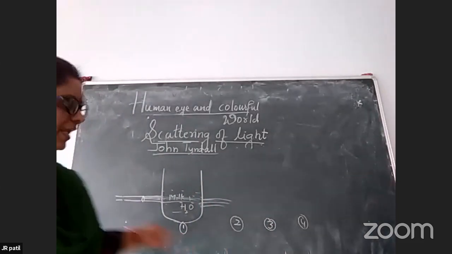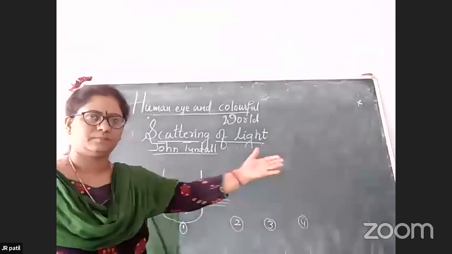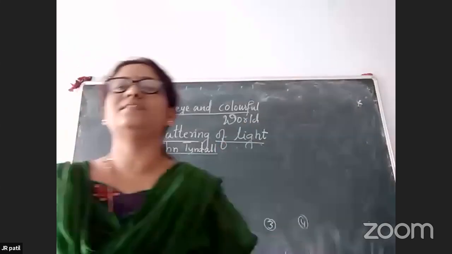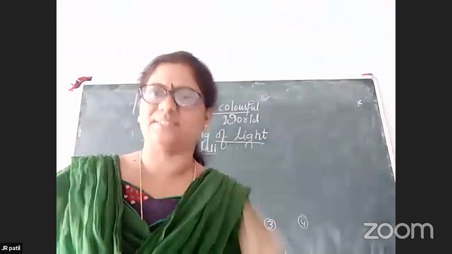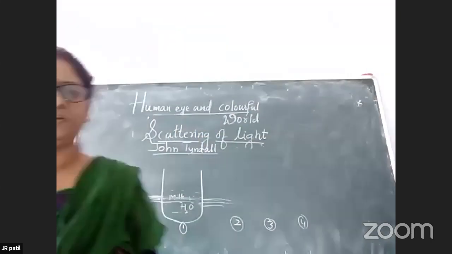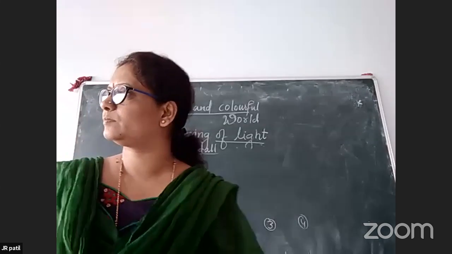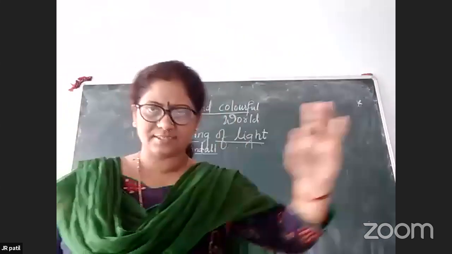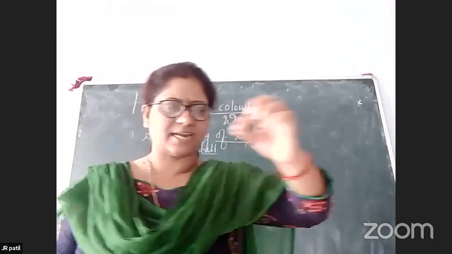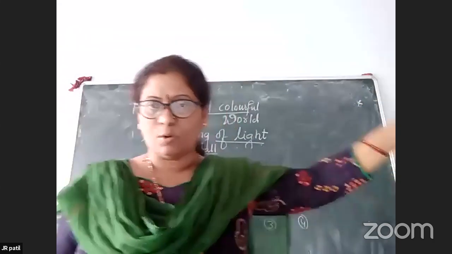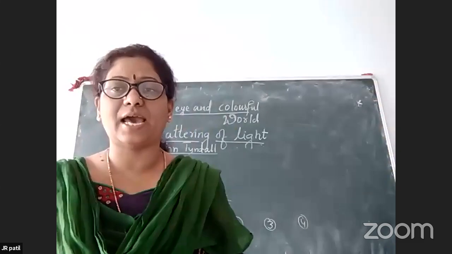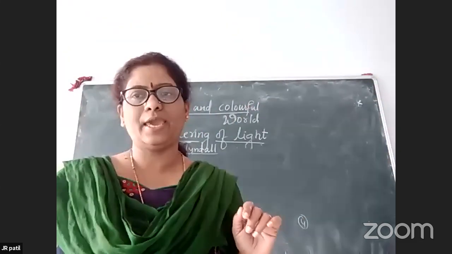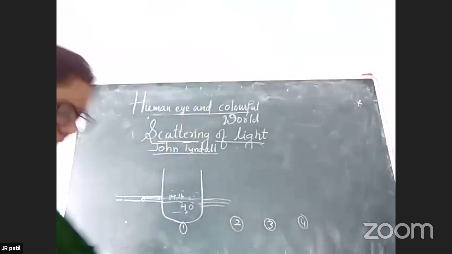As the scattering increases, as the distance increases, the intensity of the light decreases. Can you understand this? Yes, ma'am. As the scattering increases, as the distance increases, what happens to the intensity of the light? It will decrease. Okay, see here, for example, just listen.